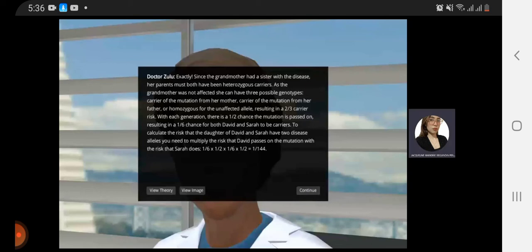To calculate the risk that the daughter of David and Sarah have 2 disease alleles, you need to multiply the risk that David passes on the mutation with the risk that Sarah does. 1 in 6 by 1 in 2 by 1 in 6 by 1 in 2 equals 1 in 144.